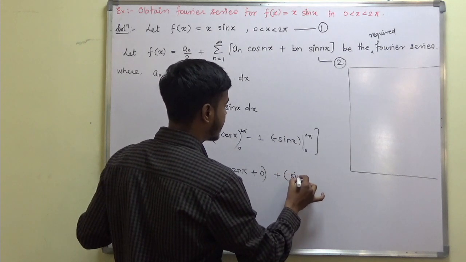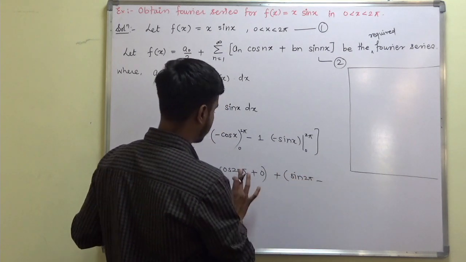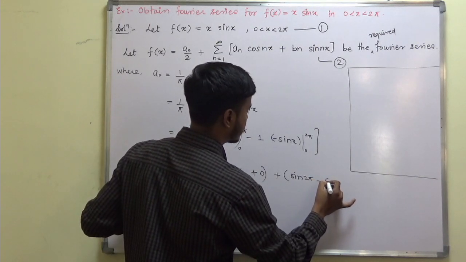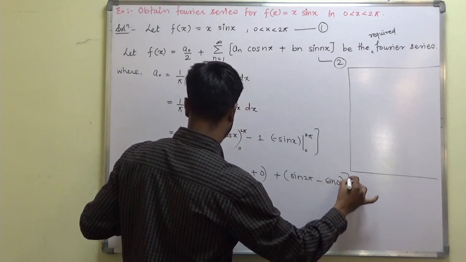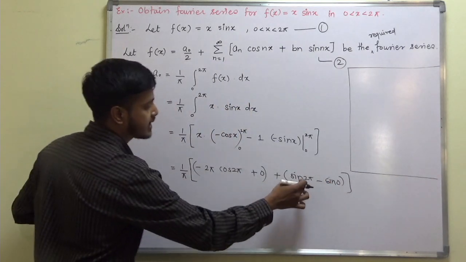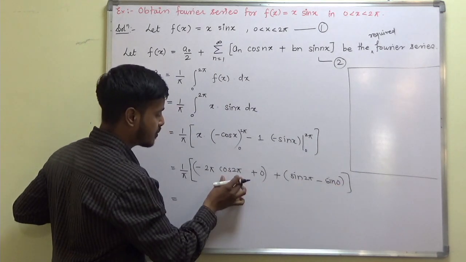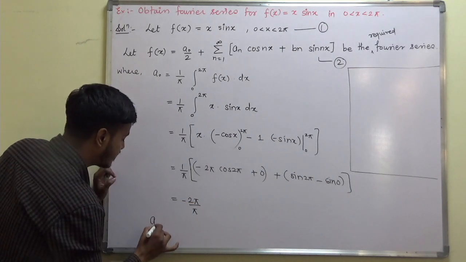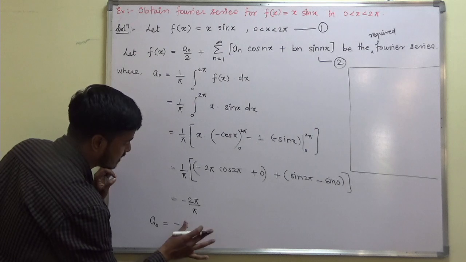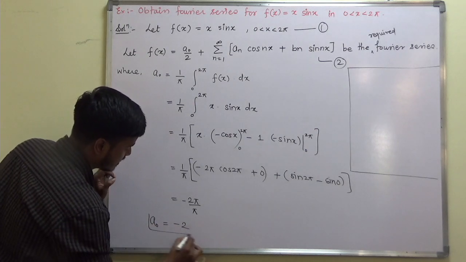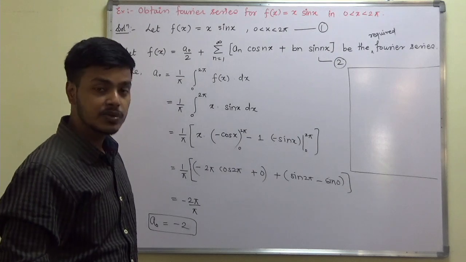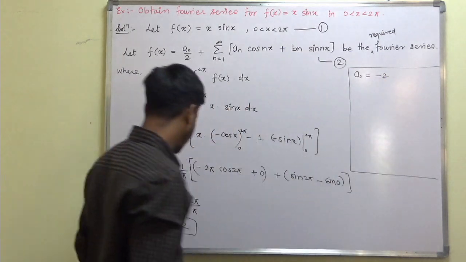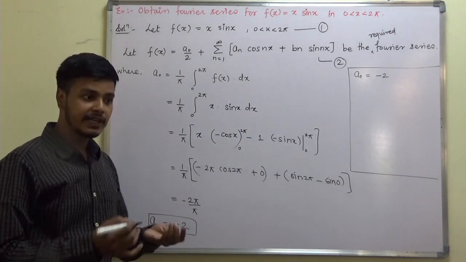What will we get? Sin 2 pi, this is just cos 2 pi, not cos 2 n pi: cos 2 pi minus, sorry, sin 2 pi minus sin 0. Now sin 2 pi is 0, sin 0 is 0, cos 2 pi is 1. So this is minus 2 pi upon pi. So I am getting the value of a0 to be minus 2. Once you get a0 as minus 2, I am writing these values over here. After finding a0, let us find an.